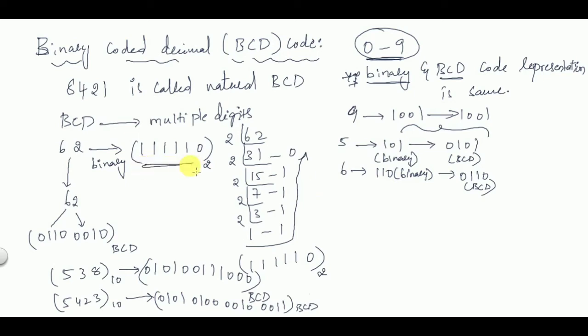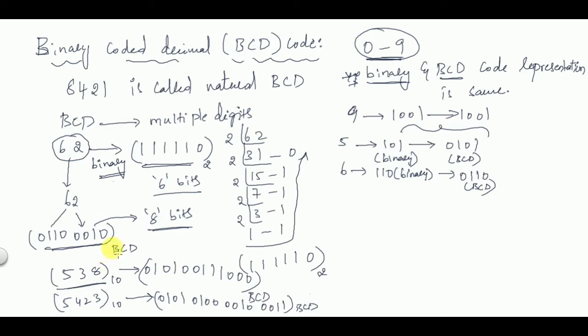See here, 62 is represented like this in binary, and like this in BCD. So how many bits are required here? 6 bits are required to represent 62 in binary. And how many bits are required in BCD? It is 8 bits. So to represent the decimal number 62, we require 6 bits in binary and 8 bits in BCD code. Similarly, if you find 538 in binary, you will come to know that it requires fewer bits to represent the same decimal number in binary when compared to BCD.